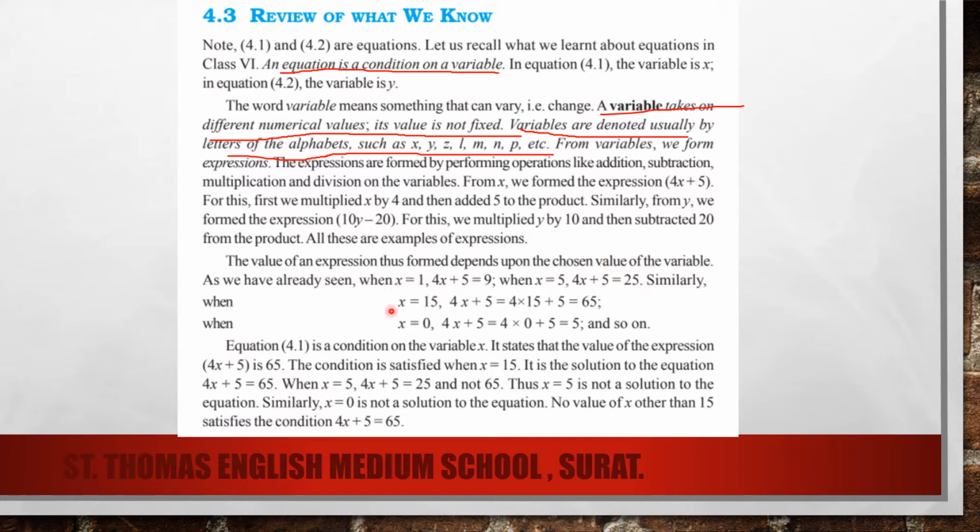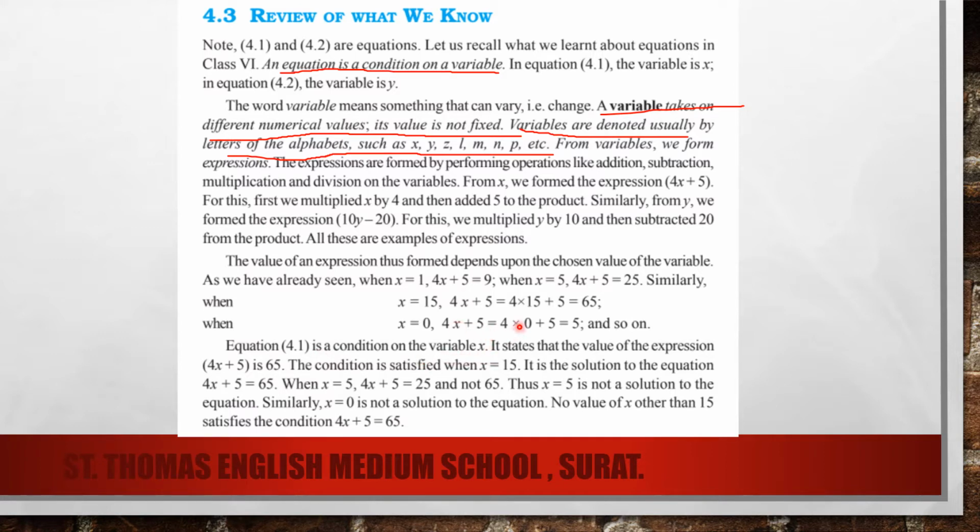When x is equal to 15, instead of x, substitute the value 15. 4 fifteens are 15 fours are 60. 60 plus 5, that is 65. Now when x is equal to 0, so 4 multiplied by 0 plus 5. 4 zeros are 0. 0 plus 5 is 5 and so on. So an equation is a condition on the variable x.